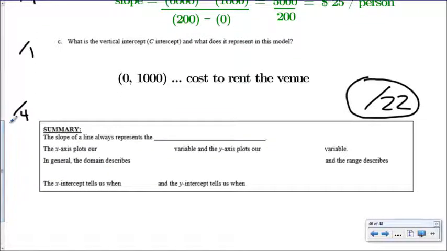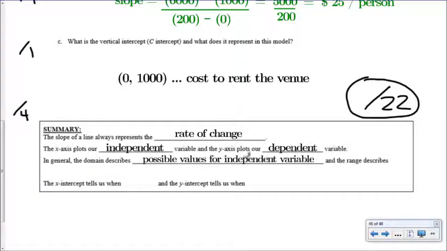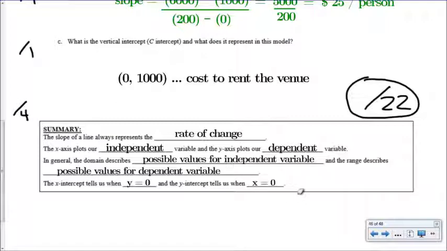All right, so to summarize for the day, the slope of a line always represents the rate of change. The x-axis plots our independent variable, and the y-axis plots our dependent variable. In general, the domain describes possible values for the independent variable, and the range describes possible values for the dependent variable. The x-intercept tells us when y equals 0, and the y-intercept tells us when x equals 0.